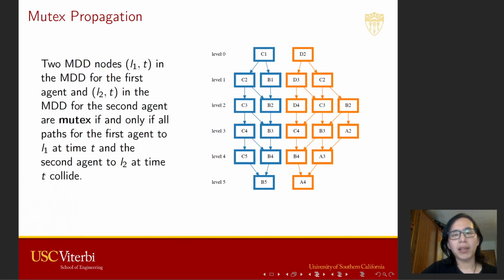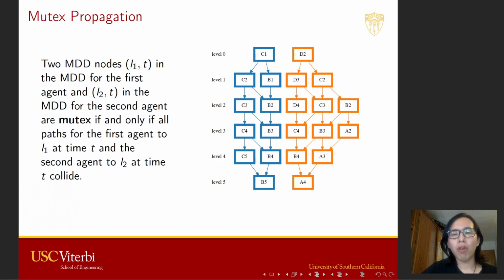Mutex is defined as follows: two MDD nodes L1,t in the MDD for the first agent and L2,t in the MDD for the second agent are mutex if and only if all paths for the first agent to L1 at time t and the second agent to L2 at time t collide.